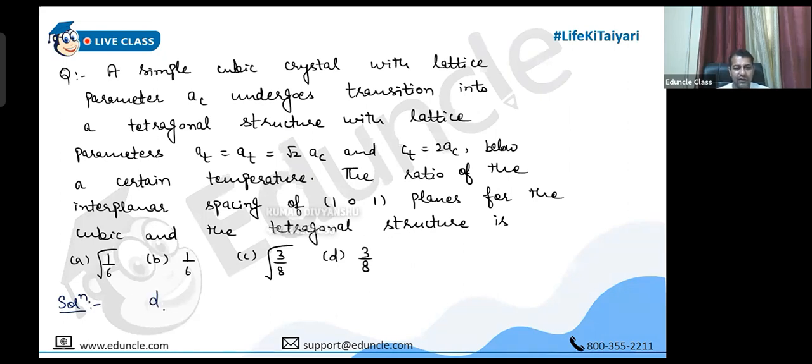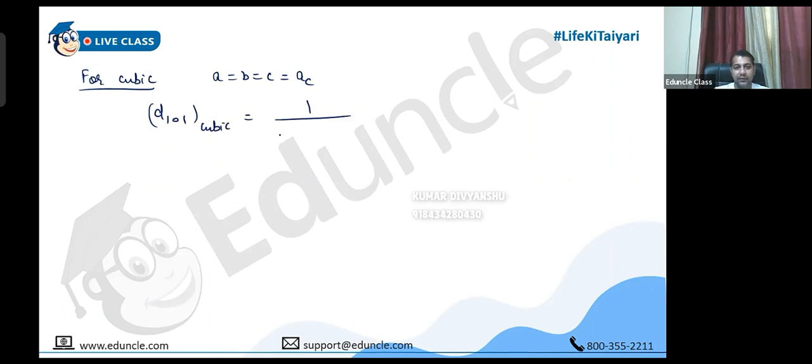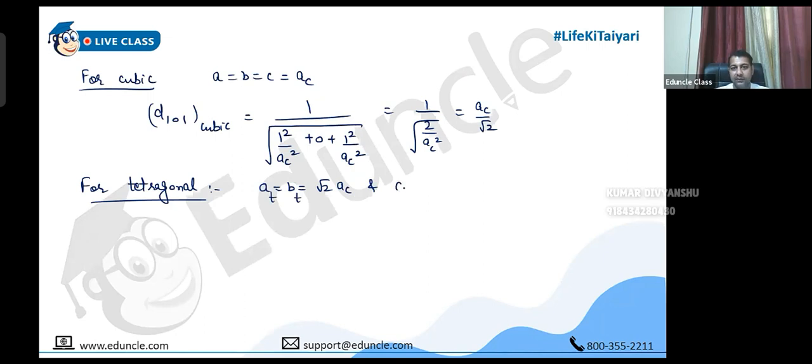Can we write the general formula so that it can work in both the cases? In case of cubic, A equal to B equal to C equal to A cubic. So D101 cubic, it will be 1 square, 0 of course, so AC by root 2. For tetragonal, it is given that A equal to B equal to root 2 AC, and CT is 2 AC.